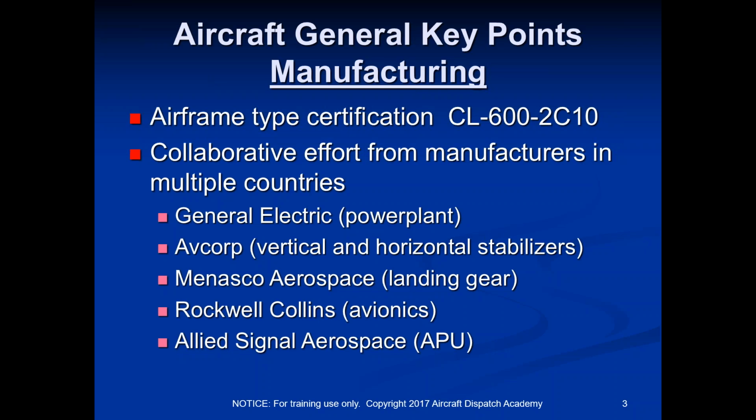Okay, so getting back into the 700 here. The airframe type certification is referred to as a CL-600-2C10. It's made by Canada Air. Canada Air makes several different types of jets, including the 200, the 900, the 700. They also make a lot of props and things like that.